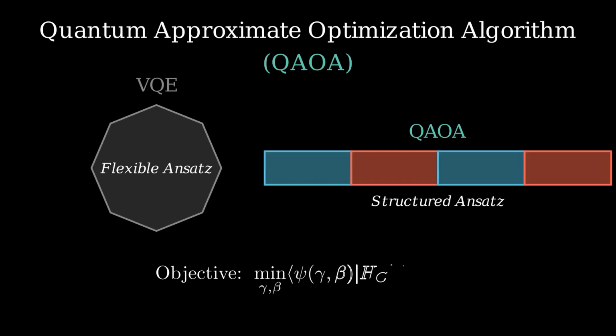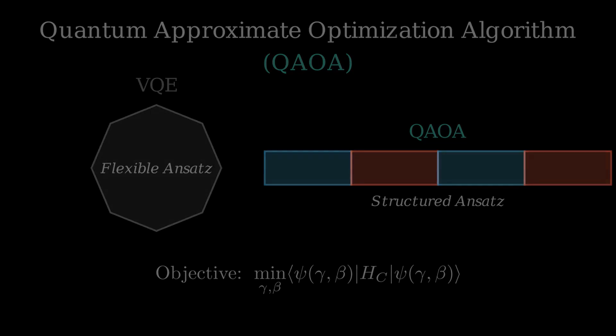The primary objective remains the same: identify the quantum state that minimizes the expected value of the Hamiltonian, which encodes the cost function of our problem. Let's see how it works. The key innovation of QAOA is its ansatz structure. Instead of arbitrarily parameterized gates, QAOA uses an alternating sequence of unitary transformations derived from two different Hamiltonians.